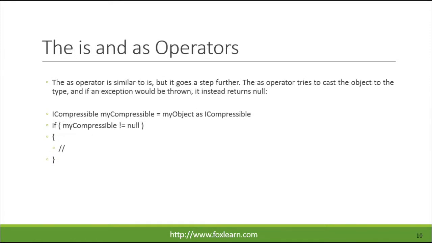The as operator is similar to is, but it goes a step further. The as operator tries to cast the object to the type, and if an exception would be thrown, it instead returns null.